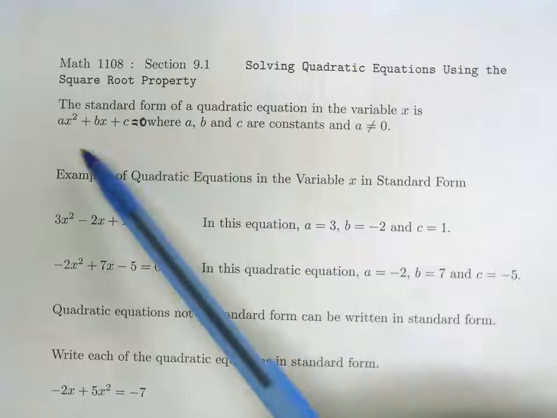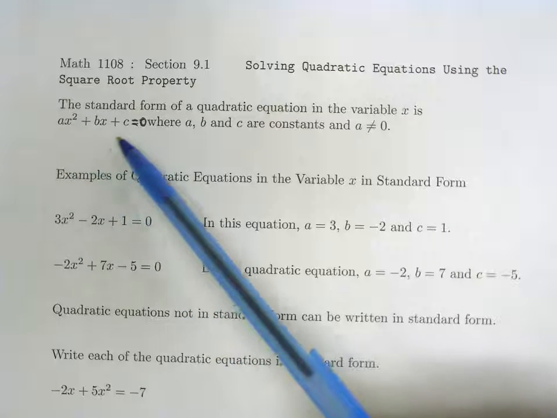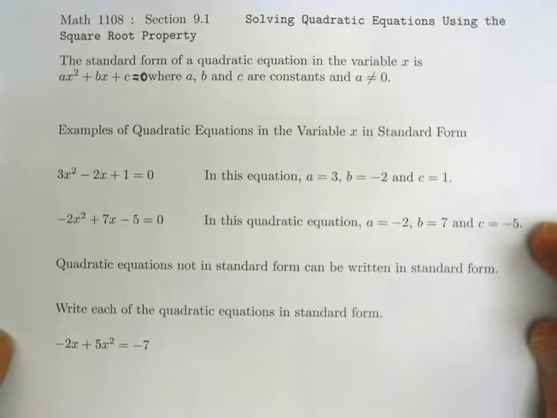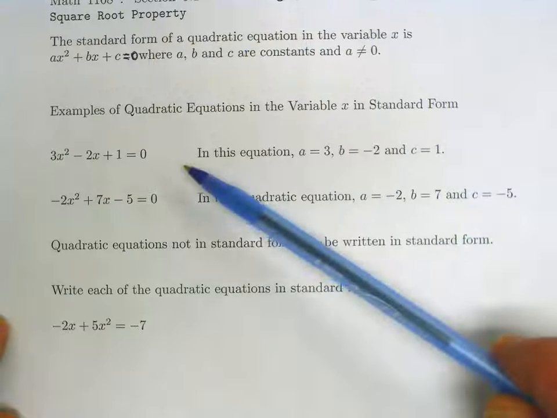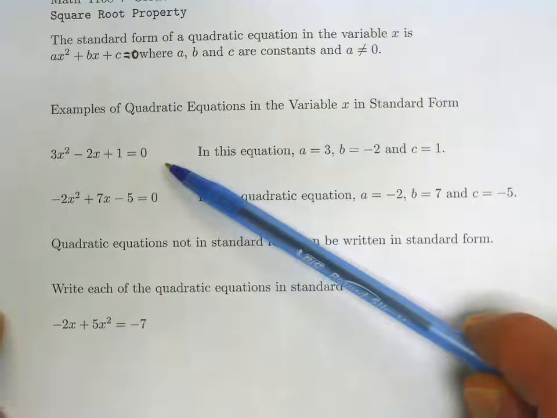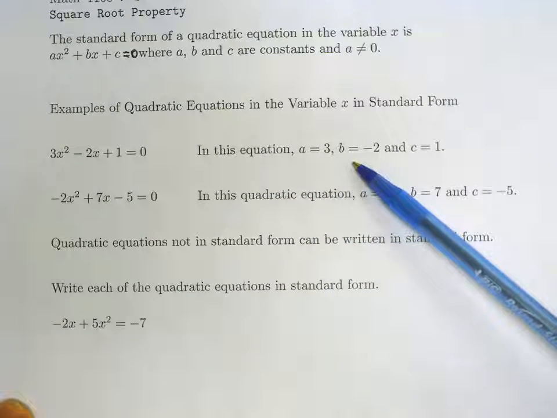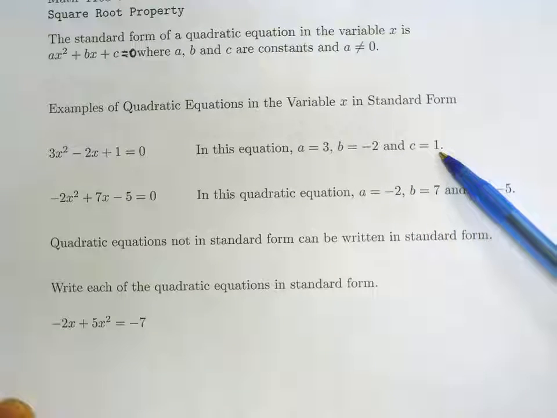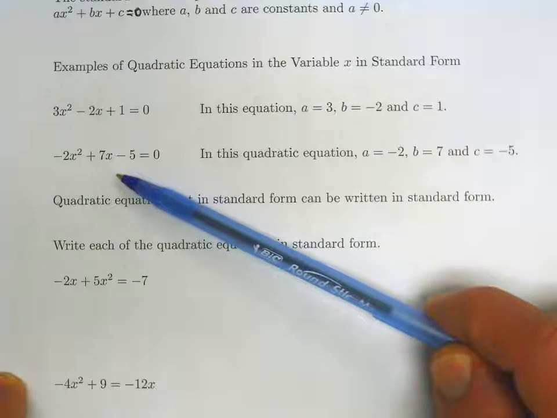a and b are the coefficients of x squared and x respectively, and c is a number. Some examples of quadratic equations in the variable x that are in standard form. This example, 3x^2 - 2x + 1 = 0. In this equation, the value of a is 3, the value of b is negative 2, and the value of c is positive 1.